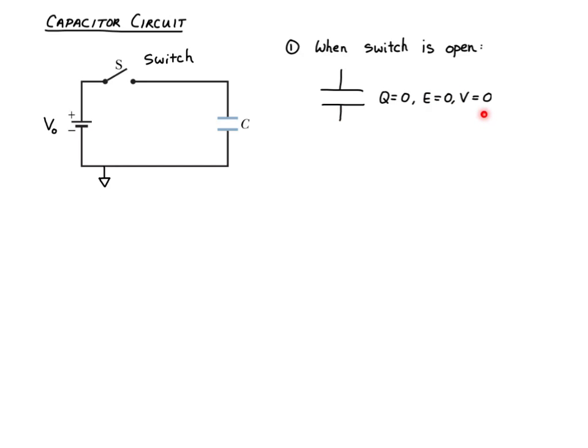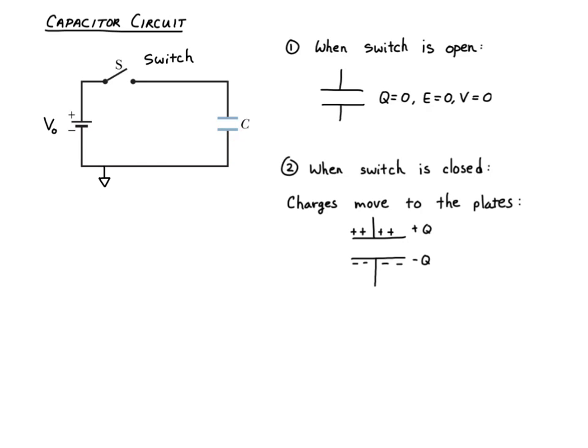and no potential. Now, as soon as we close the switch, the positive charges want to get away from each other, so they will start flowing and deposit themselves over here. The negative charges also want to get away from each other, and they're also attracted to the positive charges, so they will end up here. So we will have positive charges on one side of the capacitor and an equal amount of negative charges on the other side. The electric field will no longer be 0, the voltage will be the same as the battery, and the charge will be given by the capacitance equation, the capacitance times the voltage of the battery.